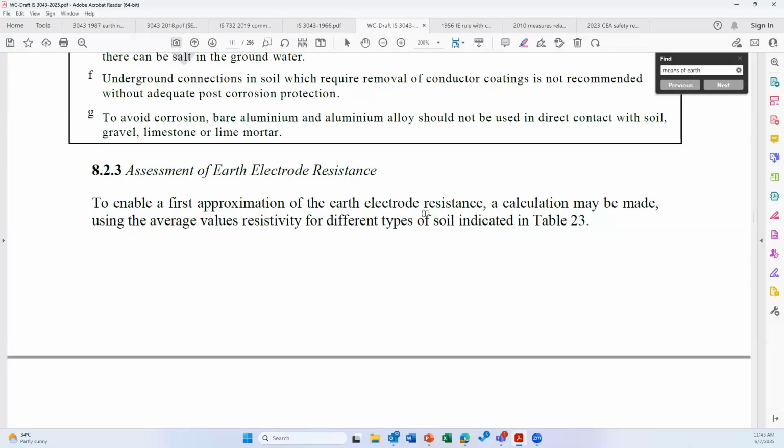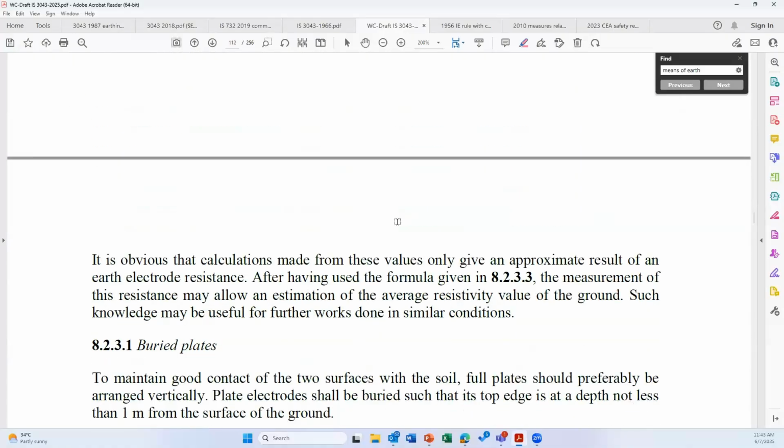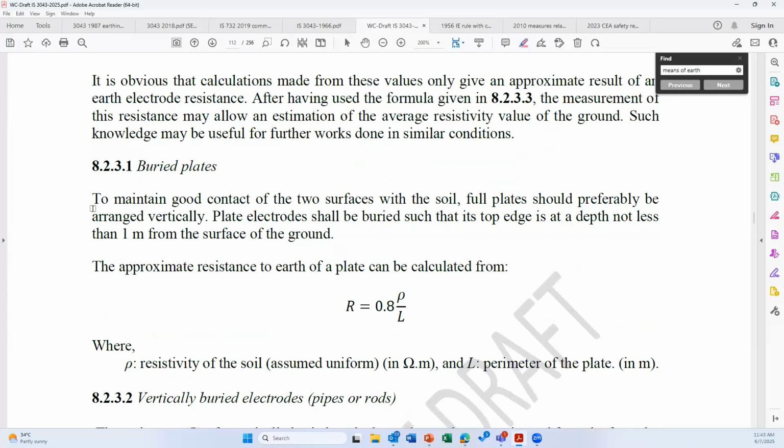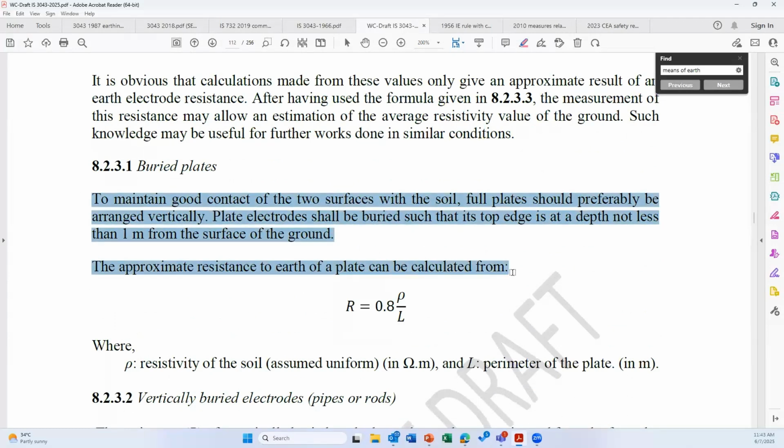As written in the foreword, the reliance on the earth for the fault return has been removed. The earth is nowadays used for fixing the voltage of the system. Earth electrode resistance is immaterial in this particular case. So, simplified calculations are being included. These are from the IEC standard.